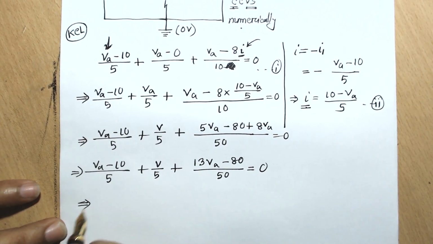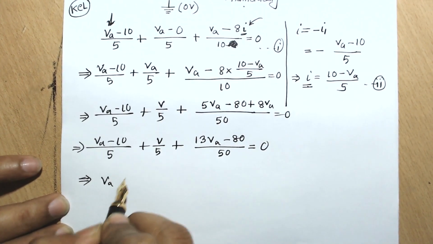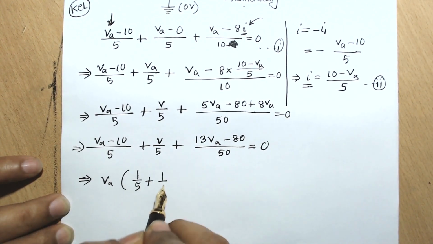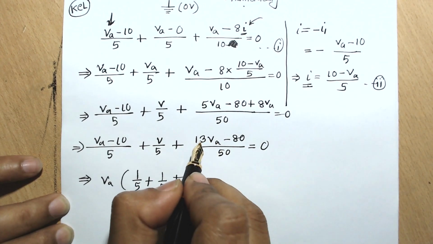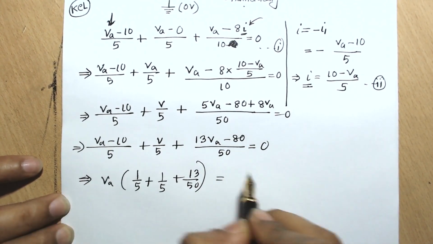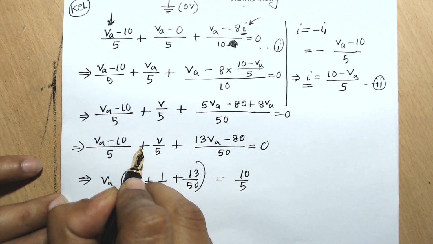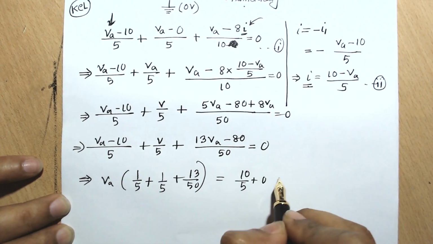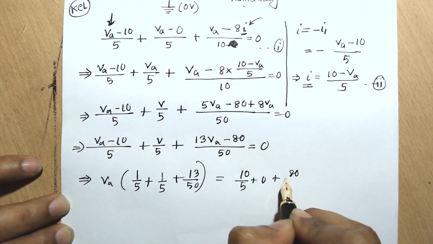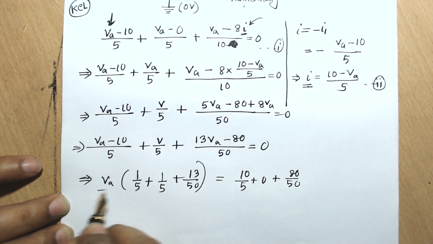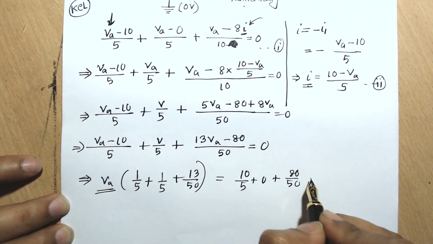If you just forgot, I would like to remind you like this. The first term here is 1 by 5, the second term is also 1 by 5, the third term should be 13 divided by 50 equals, you can write 10 by 5, then there is nothing here, so there will be a 0, there is negative, so it will become positive 80 over 50. Now you just put the value of all of these things and you will find the value of VA from this equation.